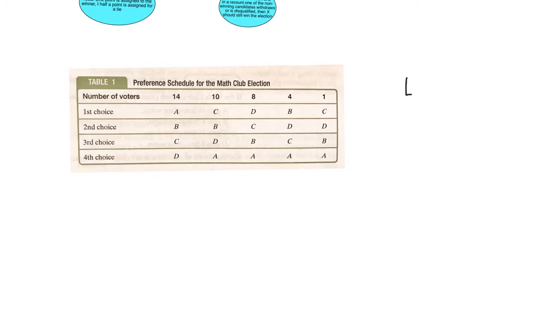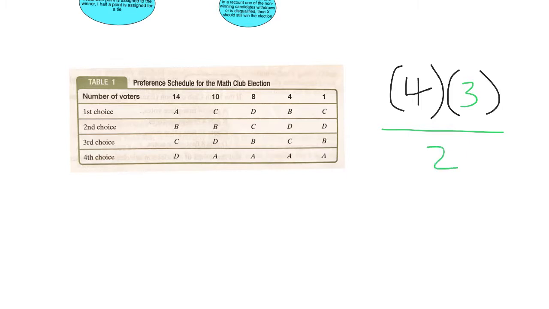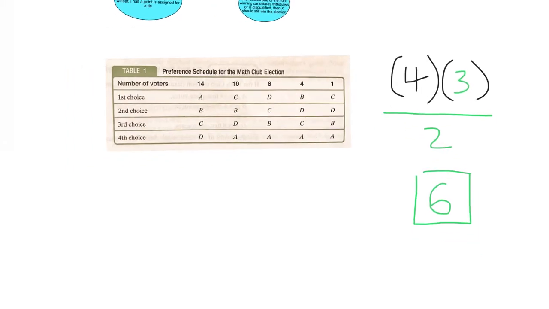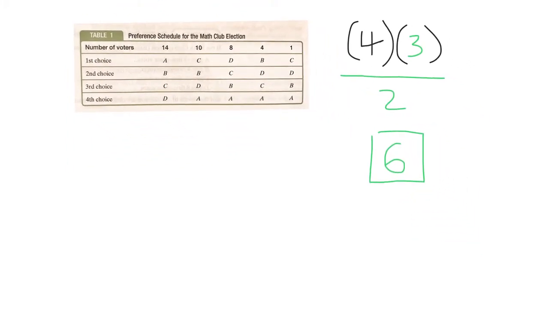You could take the amount of candidates that you have, multiply it by the next number down, and then divide that by 2. Okay, that's how you do it. So this would end up becoming 6. All right, so there should be 6 total one-on-one competitions that we need to take into account. All right, so that is a trick of the trade that might come up.